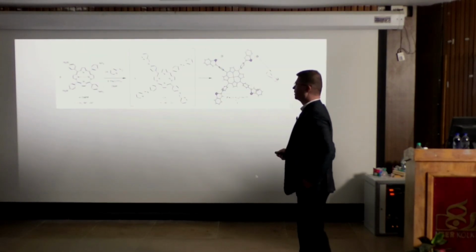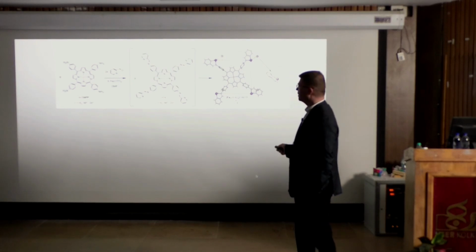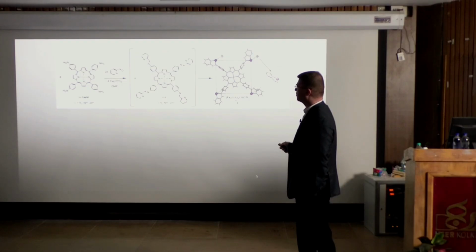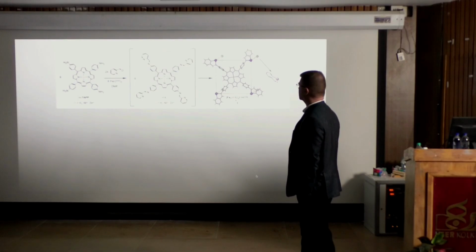And this is the synthesis. It's a very simple synthesis because you can buy the compounds. You can buy this, it is commercially available, and also this is the pyridyl aldehyde. You mix them up only with iron(II) triflate in DMF. That's the intermediate, and that's what happens.